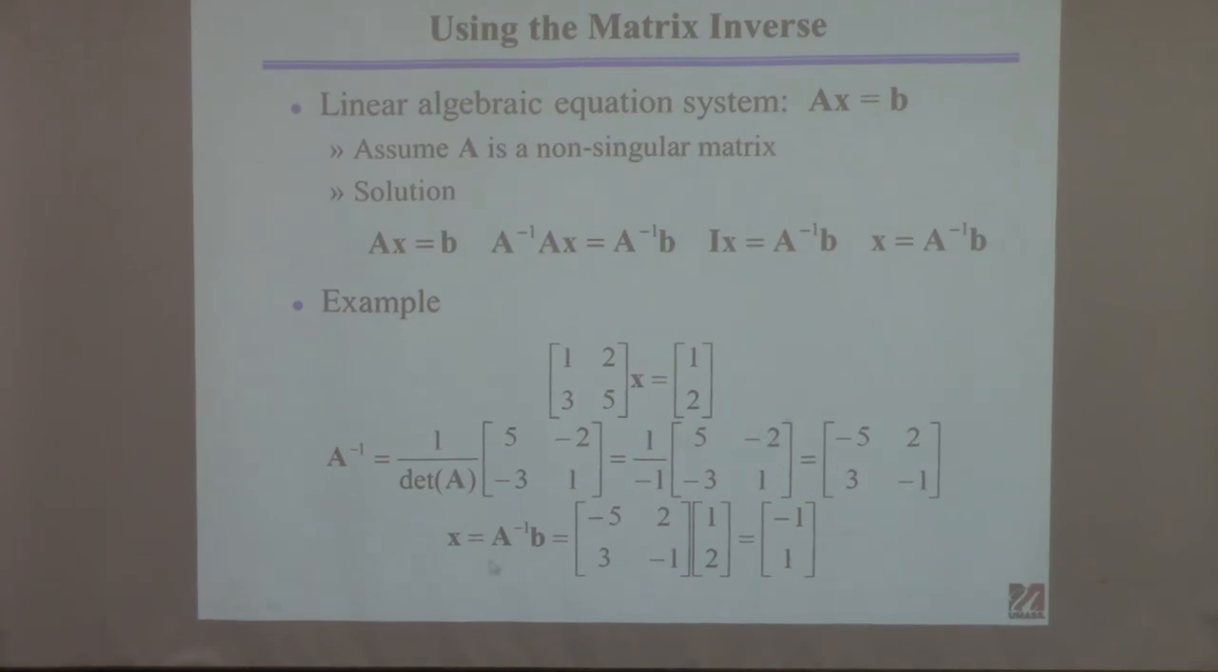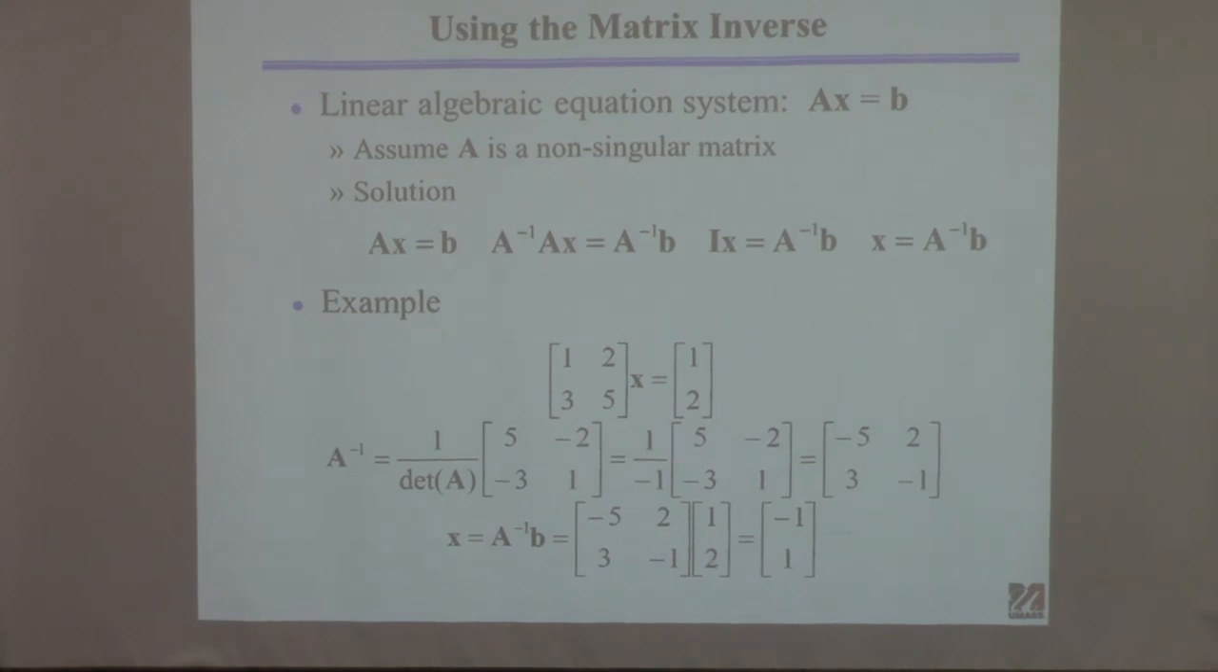And now you can compute this solution. There's the inverse matrix that we just computed. There's the vector B. Multiply them together. So what do you get? Minus 5 plus 4. That gives you a minus 1. And then you get 3 minus 2, which in my book is 1. Okay? So you found the solution.